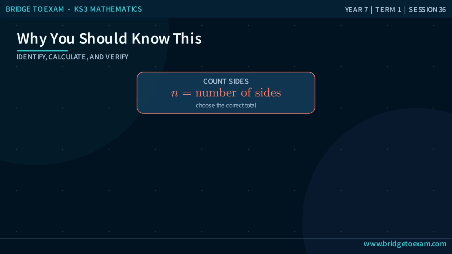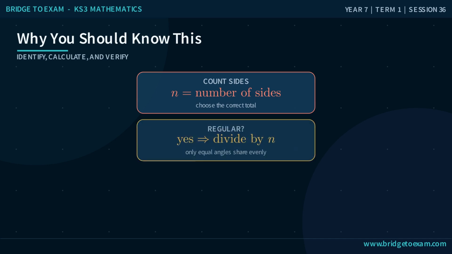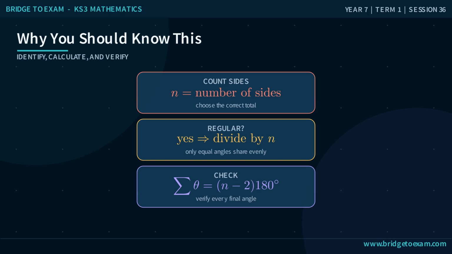Count the sides first because the number of sides chooses the correct interior angle total. For a regular polygon, divide the total by the number of equal angles. Add all final interior angles and compare with the polygon's expected sum.